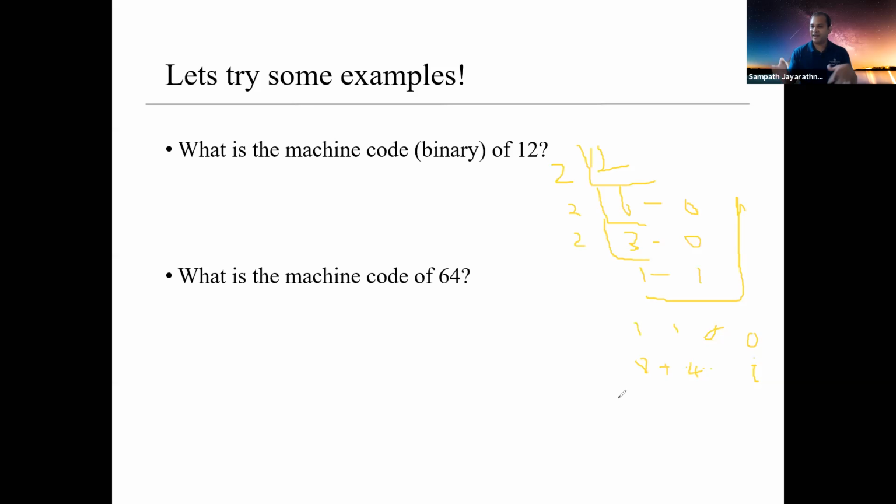So you can see how it works. Starting from the corner, the rightmost one is 2 to the power 0. Then you go one by one: 2 to the power 1, 2 to the power 2, 2 to the power 3, 4, 5, 6. So any number you can go back and convert from binary to decimal. This is the idea.